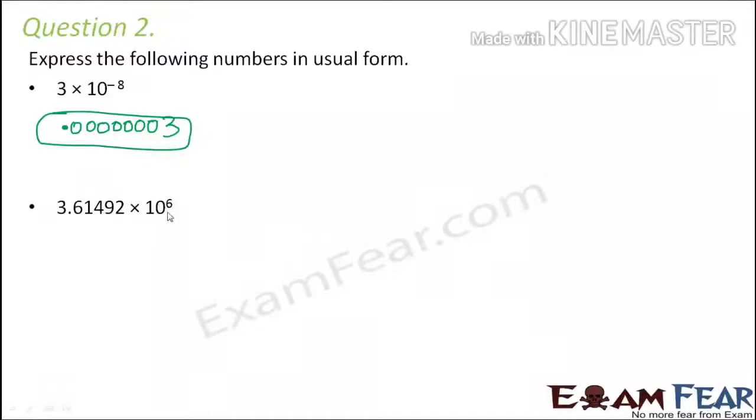Let's look at the next one. Here you have a positive exponent. First you write the number, which is 361492. Then what is the power on 10? It is 10 to the power 6. So what you do is put that many zeros, that is, you put 6 zeros: 1, 2, 3, 4, 5, 6.